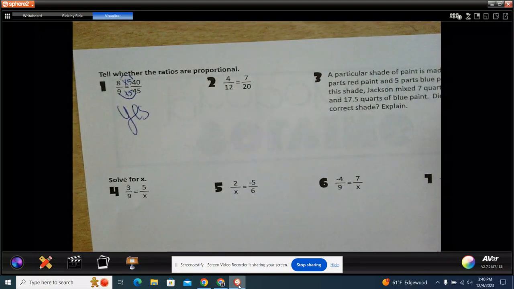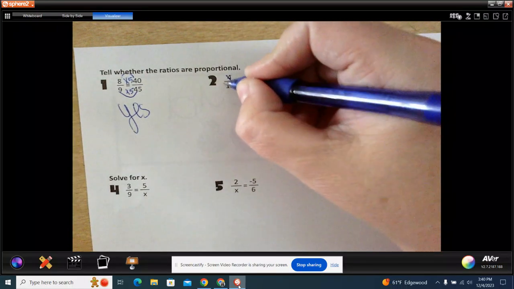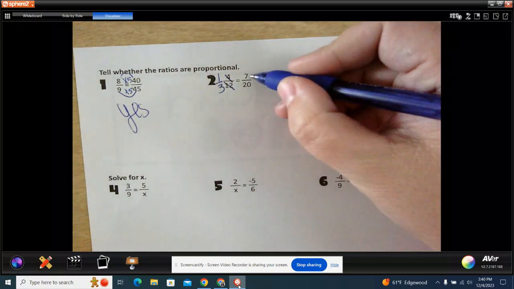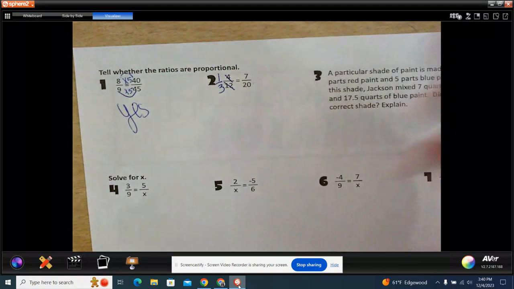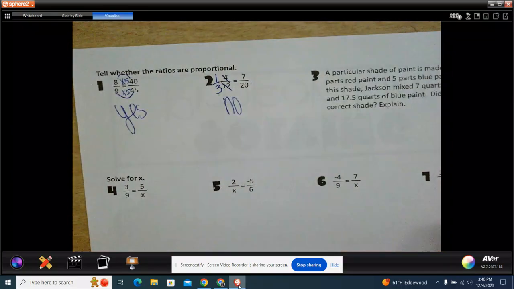On number 2, we cannot go from top to top. So our next option is to simplify the fraction. I can simplify 4 over 12 to be 1/3. And then I cannot simplify 7 over 20. So does 1/3 equal 7/20? No. So it is not proportional.